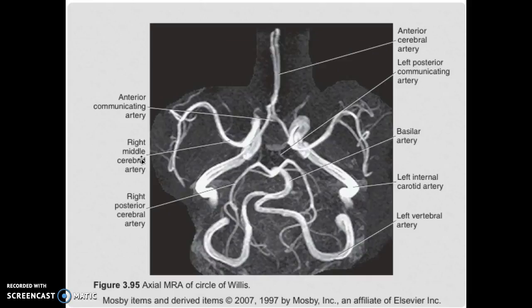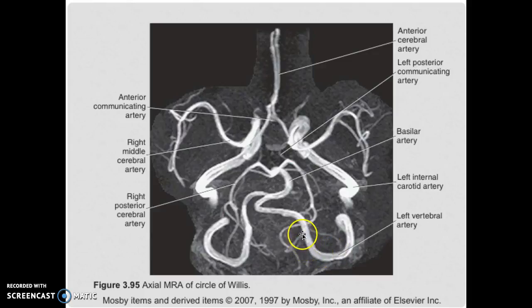So this is an axial view. This is easier for me to understand and probably for you in addition. So coming up here, this is your right internal carotid artery. This is your left internal carotid artery coming up, and then we have the middle cerebral here and a middle cerebral here. We have the anterior communicators right here coming to your anterior cerebral. And then posterior, you have posterior communicator there, and here's your posterior communicating artery.